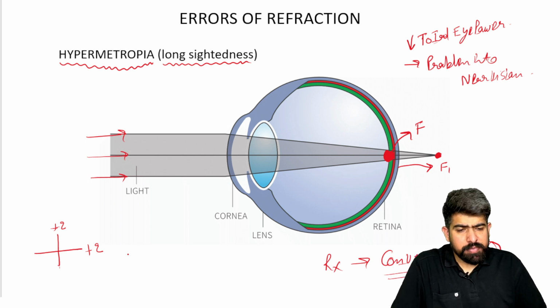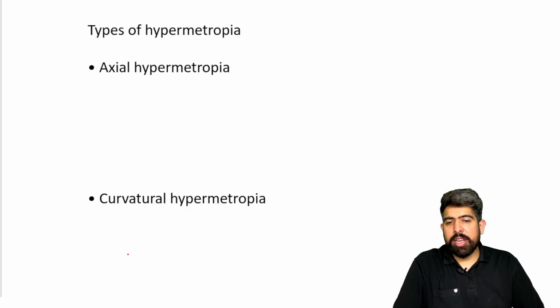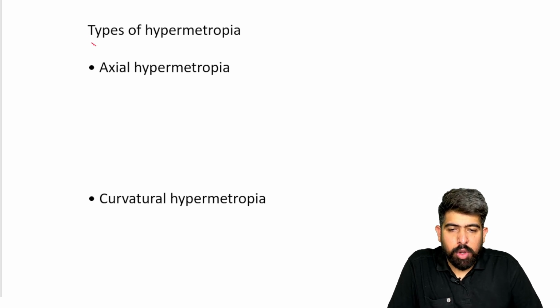So what are we using? A convex or plus lens in a spherical form in hypermetropia. So this is about hypermetropia. If I'm talking about hypermetropia, the more common types are two types. What are the two types?